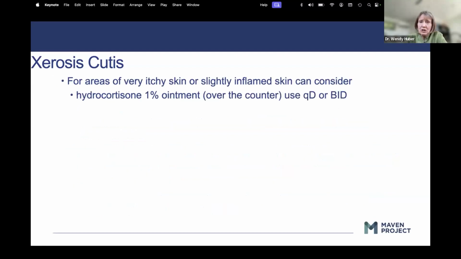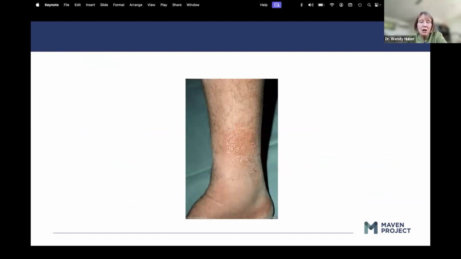Occasionally, people will get itchy skin, slightly inflamed, maybe, in which case you can consider the 1% hydrocortisone ointment that's over the counter. Okay, so this patient we had been seeing for cirrhosis cutis. Patient occasionally moisturized, not too good about that, but overall was doing well, still wintertime.